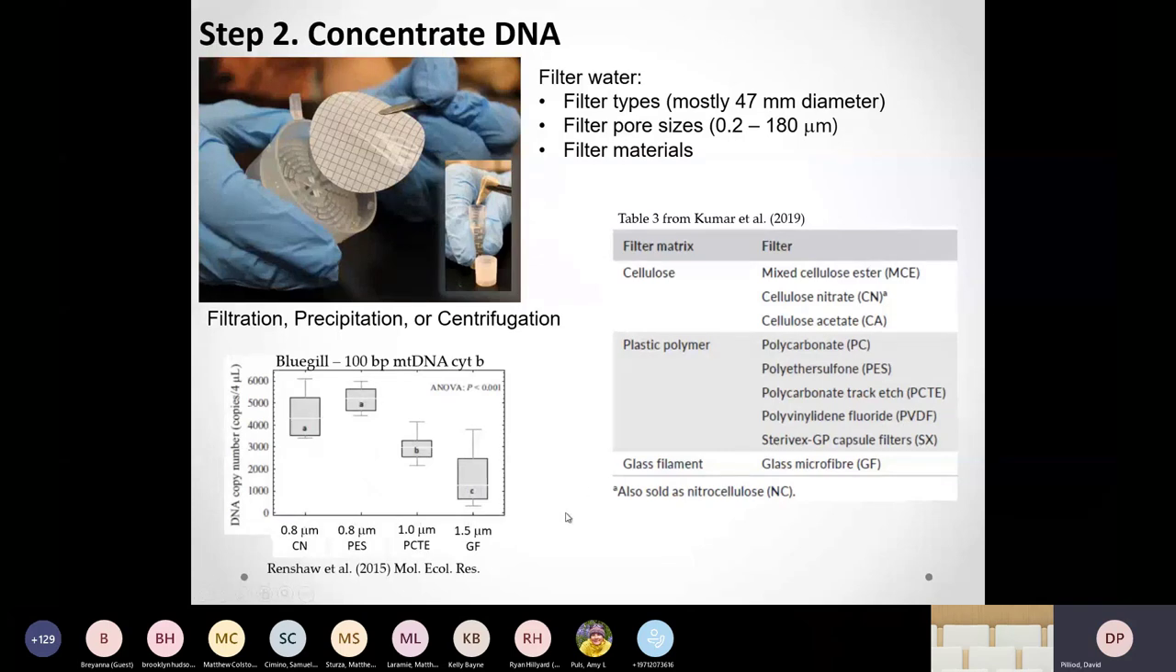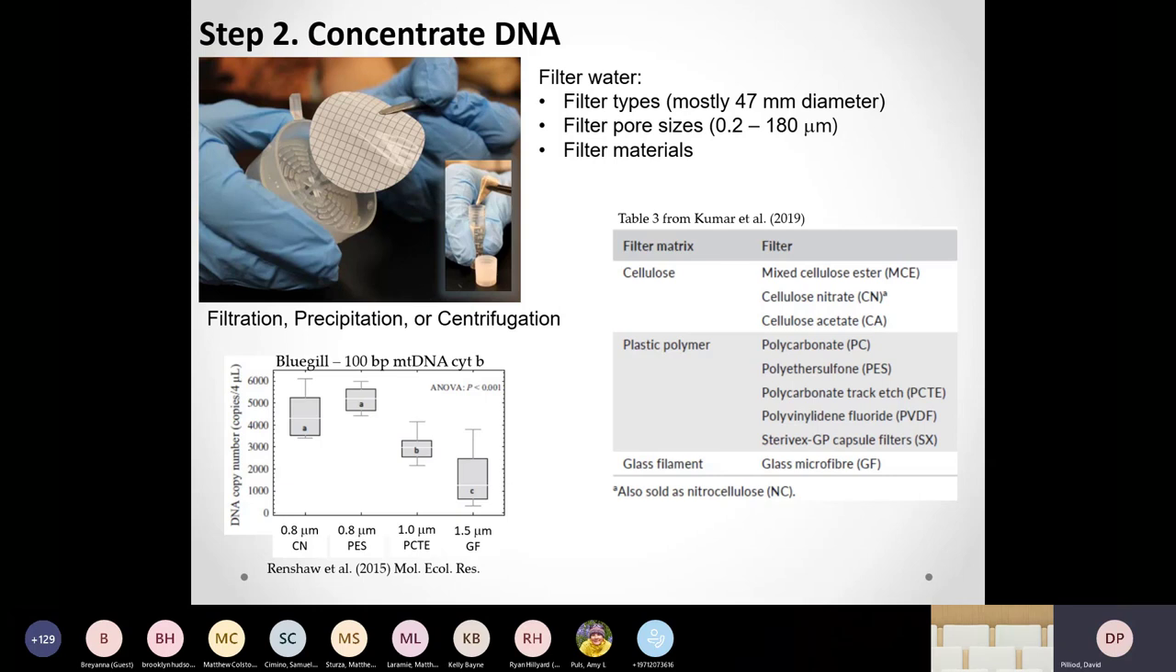So I'll just show one paper. This is by Renshaw in 2015. The y-axis here is DNA copy number. It's copies per 4 microliters. And this is bluegill, a type of fish, that used a 100 base pair fragment length that was mitochondrial cytochrome B gene. And what you can see on this figure, which is interesting, is that two of the filter types, CN, which is cellulose nitrate, and PES, which is polyether sulfone, yielded more DNA of the bluegill than the other two, the polycarbonate and the glass fiber filter.